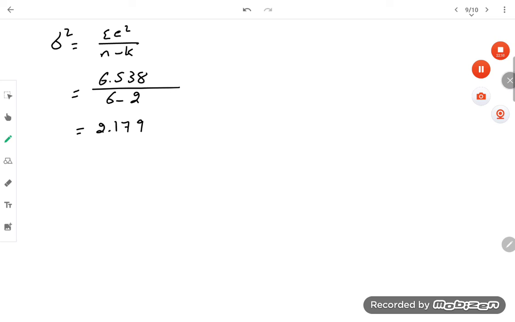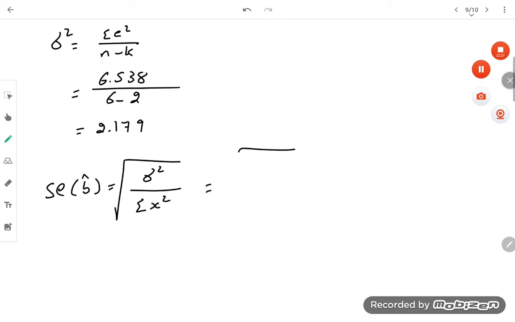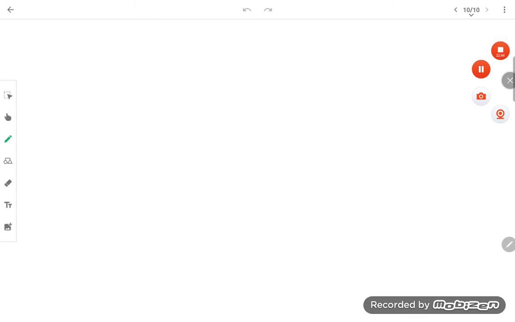Now we have to substitute in the standard error of b hat, which is calculated as the square root of sigma squared divided by summation small x squared. Square root of 2.179 divided by summation of x squared, which we calculated as 24. So the final answer will be 0.295.